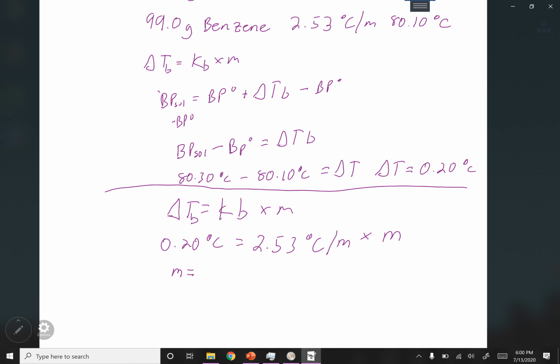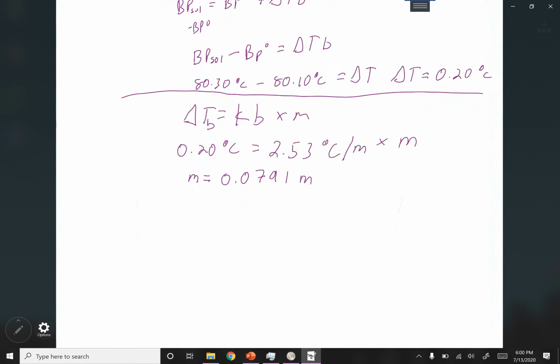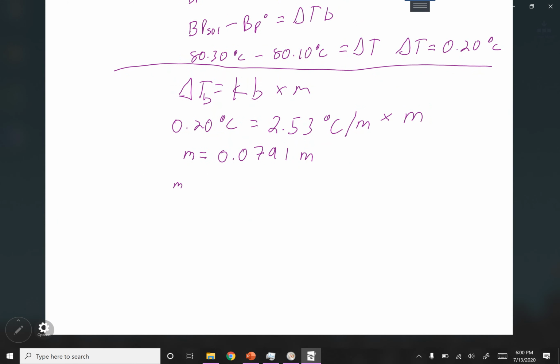let's actually calculate this real quick. So 0.2 divided by 2.53, so we end up with a molality of 0.0791. And that's little m. Okay, so now, what does this tell us? So molality, remember, is moles over kilograms. So if we plug in our molality, we know that this is 0.0791 moles over 1 kilogram, or per kilogram, you could say.